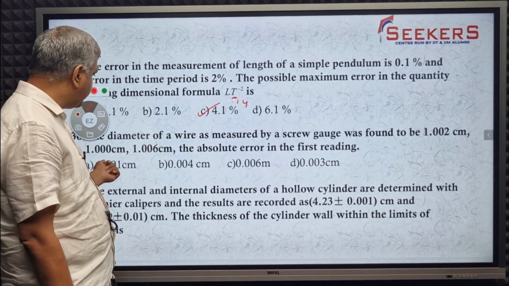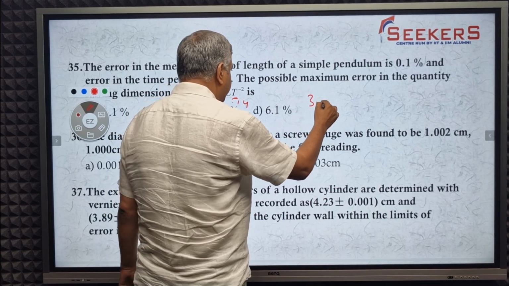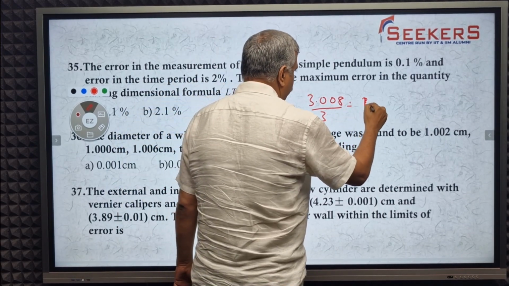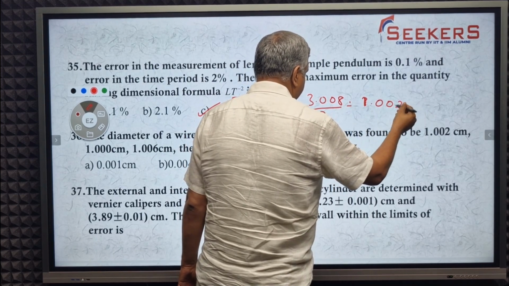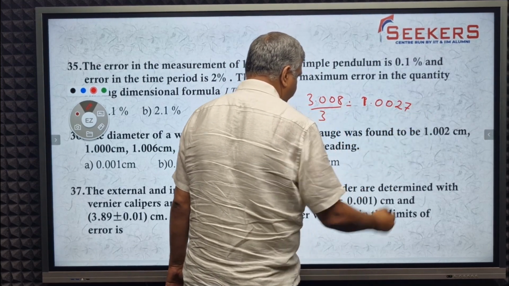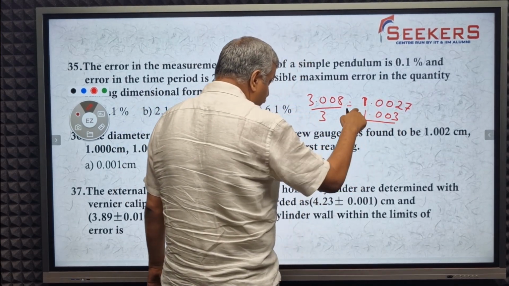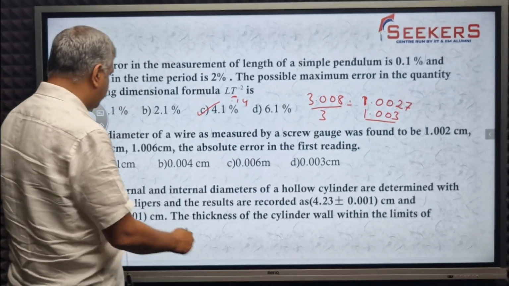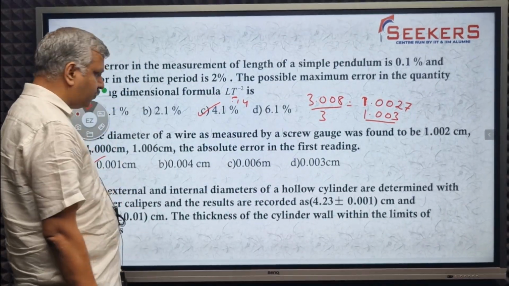The sum divided by 3 is 3.008 by 3, which becomes 1.00267. So it will be 1.003 because it cannot be more precise than this. So in the first one the error will be 0.001, so the absolute error in the first reading will be 0.001 cm.